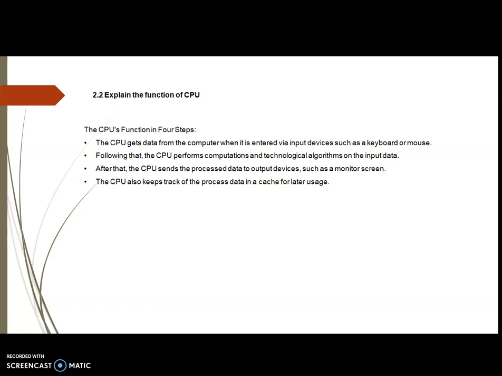Following that, the CPU performs computations and technological algorithms on the input data. After that, the CPU sends the processed data to an output device such as a monitor screen. The CPU also keeps track of the processed data in a cache for later use.